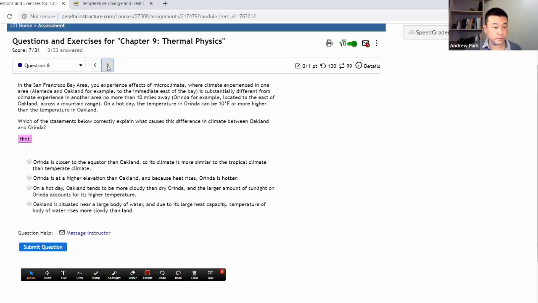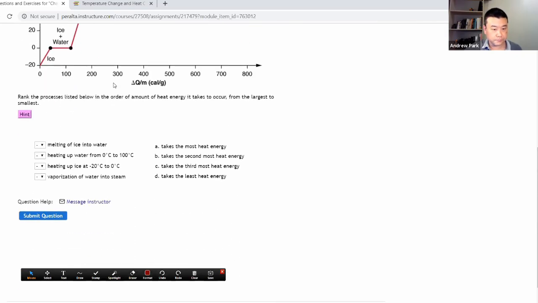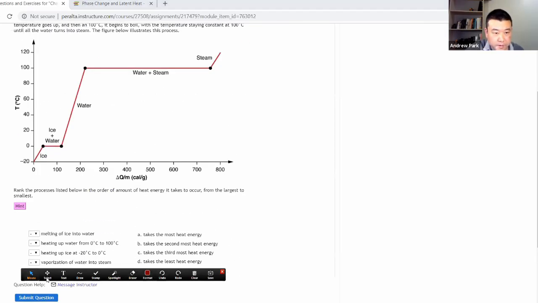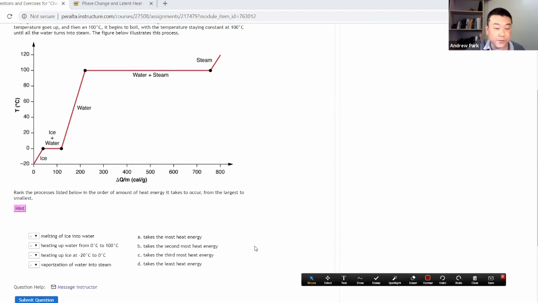All right, I think that's enough. So the answer, in order of the amount of heat energy it takes, is that the vaporization of water takes the most heat energy, and then it's the heating of the water up. Wait, heating the water up? I actually need to draw. It's kind of close. It's not very different. It's okay.